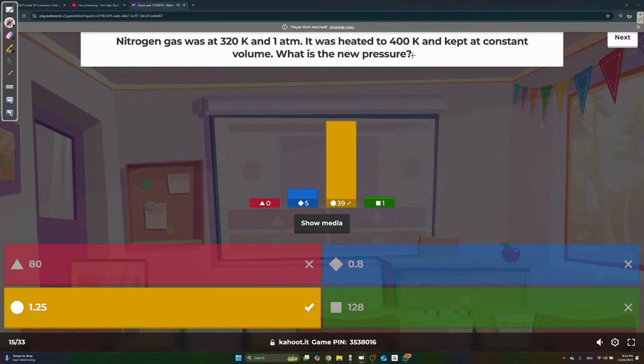Whoever doesn't know how to do this, they kept a constant volume. When volume is constant, that means you use P1 over T1 is equal to P2 over T2, and you simply substitute the values, and you're gonna get 1.25. Okay.